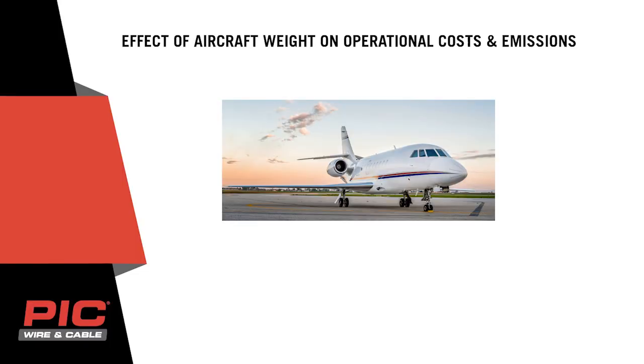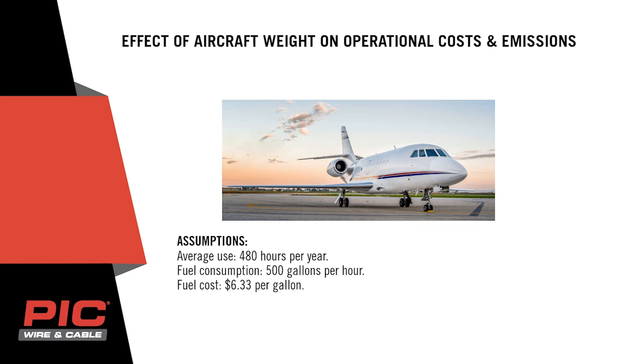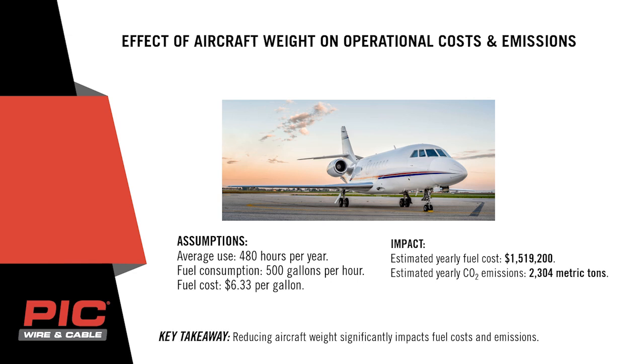Let's also consider the operational costs. The average yearly fuel costs and emissions for operating a business jet: we'll assume the average jet is in use around 480 hours and burns about 500 gallons of fuel per hour at a cost of $6.33 per gallon. This adds up to a yearly estimate of over $1.5 million worth of fuel costs and around 2,300 metric tons of CO2 emissions. As you can see, reducing aircraft weight can have a substantial impact on fuel costs and emissions, making it a priority in the aerospace industry.